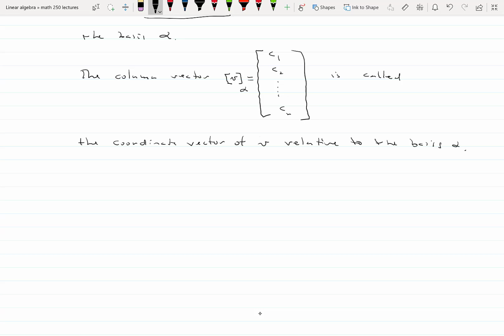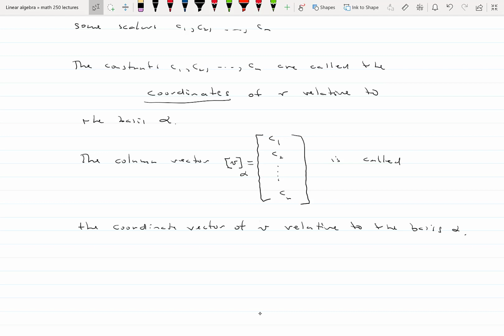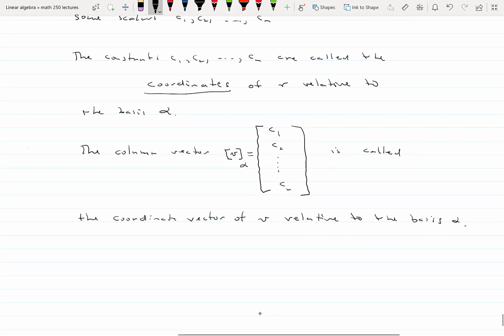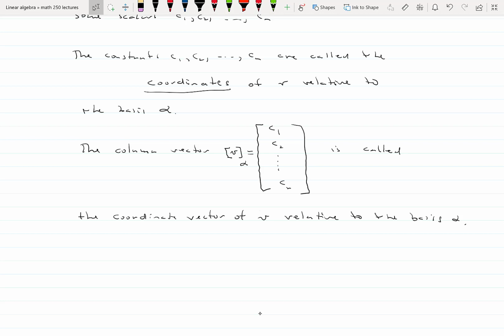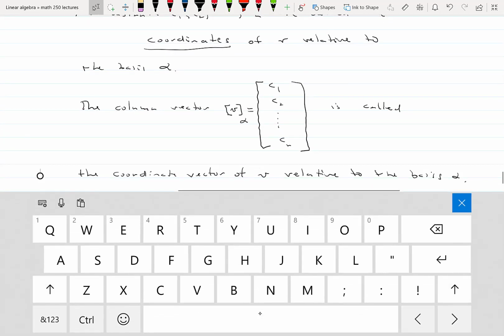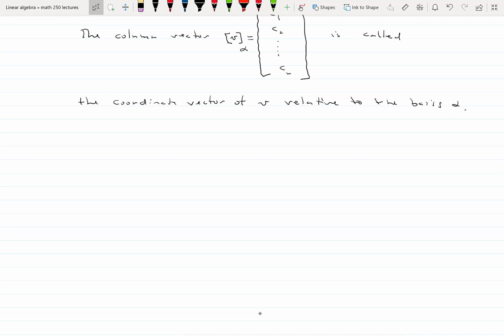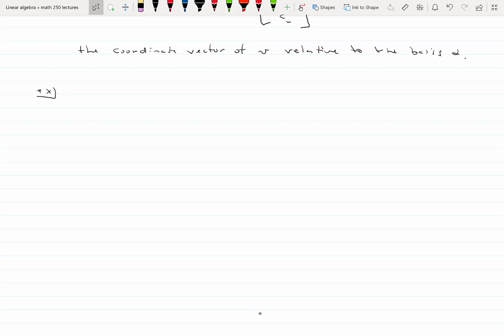Okay, so the numbers c1 up to cn that are used to make up the vector v using the basis, those constants are called the coordinates of the vector v relative to the basis alpha. When you form the column vector with those coordinates, you have something called the coordinate vector of v with respect to the basis alpha. It may seem that I'm presenting you with something complicated, but I'm not. I'm going to finish this lecture with a few examples regarding coordinate vectors.